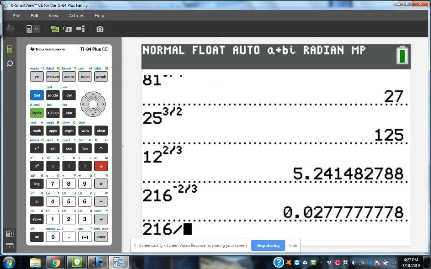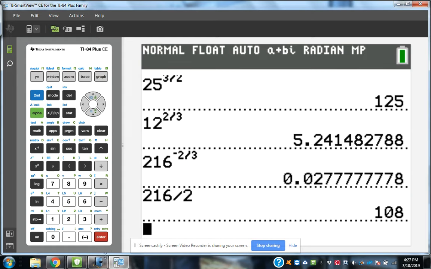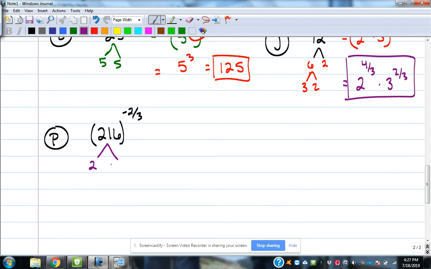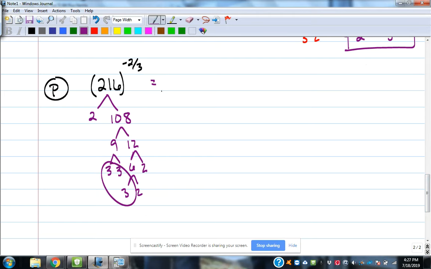So if we do the factor tree for 216, I don't know much about 216 other than maybe 2 goes into it 108 times. So my factor tree, I'm going to start with 2 and 108. And then I know something about 108. It's 9 times 12. And then 9 is 3 and 3. 12 is 6 and 2. And then 6 is 3 and 2. So we get a lot of stuff there. We got 3 3s, so that's 3 to the 3rd power. And then there are 3 2s, so that's 2 to the 3rd power, all of that raised to the negative 2/3.